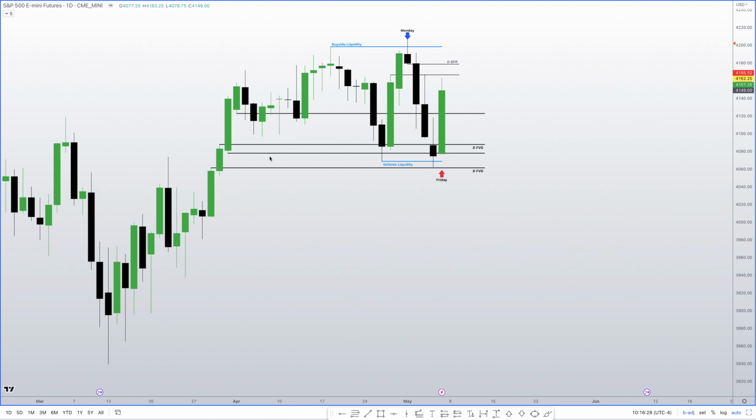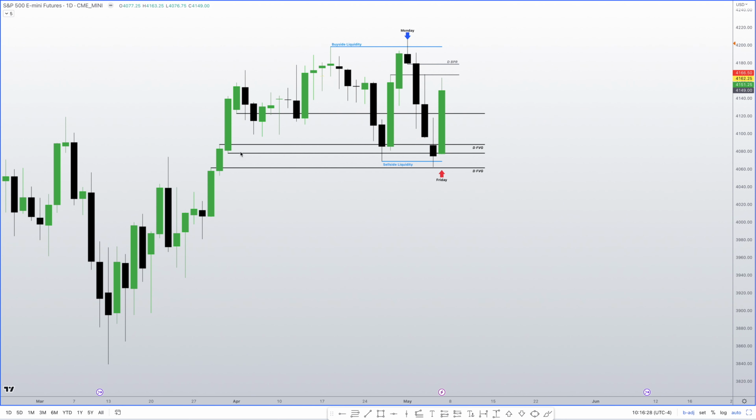These lines are representing a type of imbalance. An imbalance is where price basically traded inefficiently. It either went up too fast or down too fast in a particular direction, and price always has to trade efficiently. So when we spot these levels of inefficiencies, these are levels that price will refer to in the future.